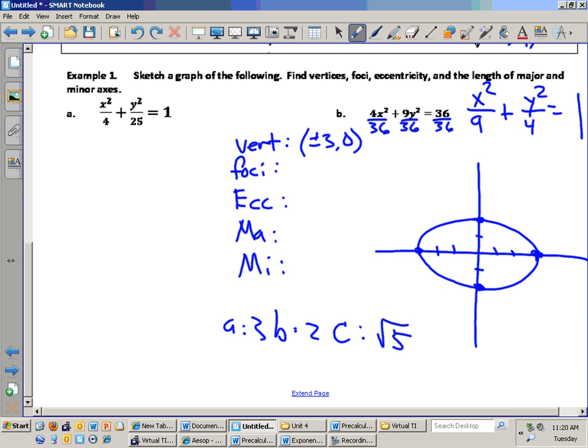Plus or minus 3, 0. The foci? Plus or minus square root of 5, 0. Eccentricity. If you take the square root of 5 and divide it by 3, you get approximately 0.75. So you can see that this one is less squished than the other. What's the length of the major axis? 6, minor, 4. Piece of cake.